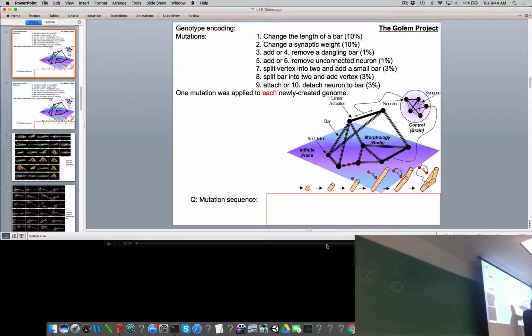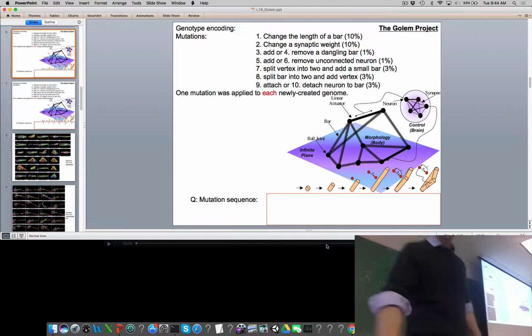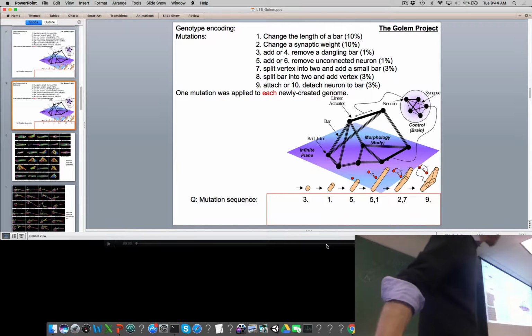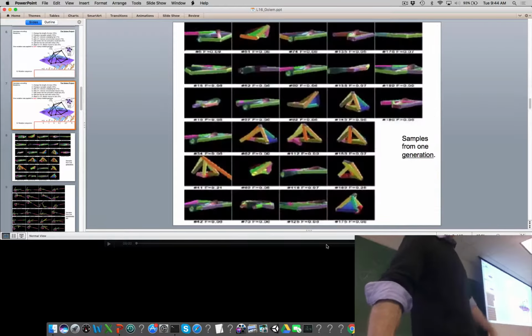There's a mutation to this connection here. Okay. This one, from here to here, you can see that this bar, where is it here? Split bar into two, right? Number eight, split this bar into two and add a vertex in the center. You get the idea, right? So we've got these mutation operators which can take an initially null robot and gradually complexify the body and or the brain of the robot over time. Okay, here were the numbers that I came up with. I'm not sure if that's what we actually said, but you can figure it out on your own.